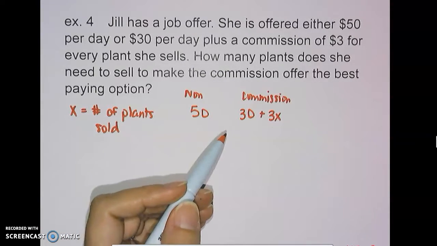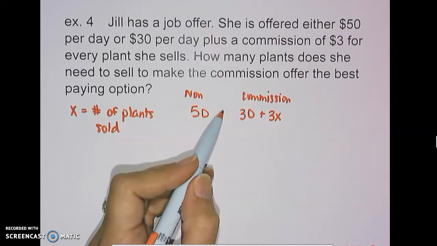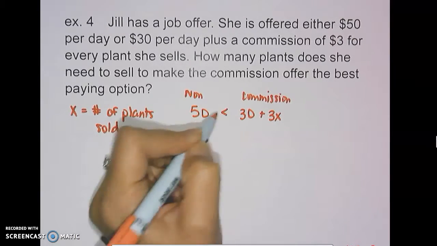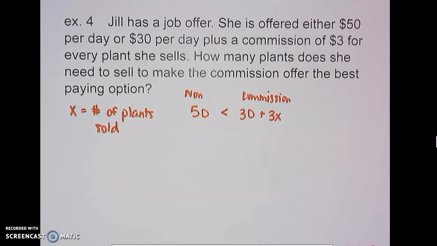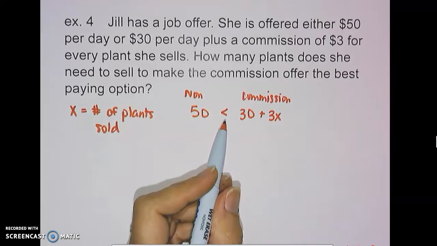Okay, we want the commission to be the best paying option. Does that mean we want to make it face towards non-commission or towards commission? Well, we want the commission to be the best option, so we definitely want that to be bigger. Do we want it to be equal? Is that allowed to happen? If they were equal, then the commission wouldn't be the best paying option. So we need to leave it as just the less than symbol if we have it in this order.